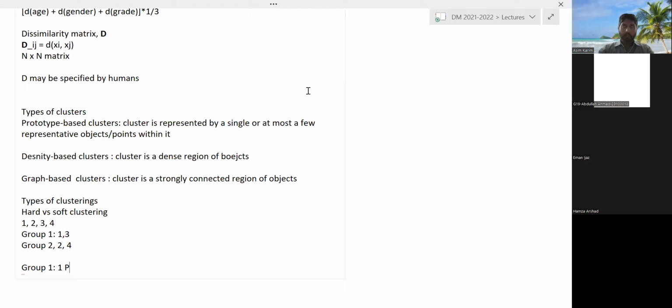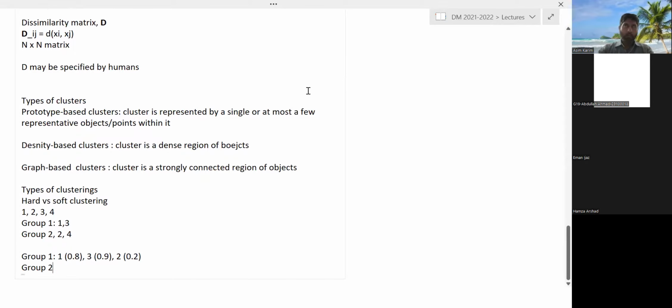Let's say the probability for this is 0.8, and 3, its probability is 0.9. And let's say 2 is also in this cluster, its probability is, let's say, 0.2. And similarly group 2: 2 is in it, its probability is 0.8, 1 is also in it, its probability is 0.2, and what else, 4 is there, and let's say all of its probability, 1, is here.